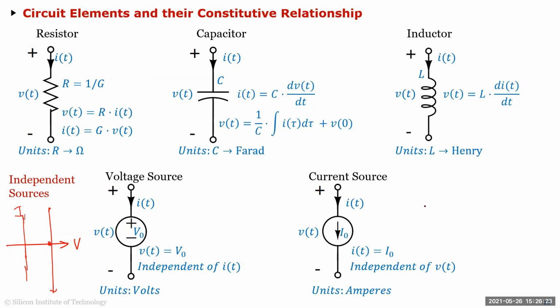Same thing about the current sources, ideal current sources, independent current sources. If I draw the IV for this one, obviously it's going to be a parallel one with V. Basically, it tells you that no matter what the voltage across it is, the current through it is always whatever is that independent current source you have chosen.